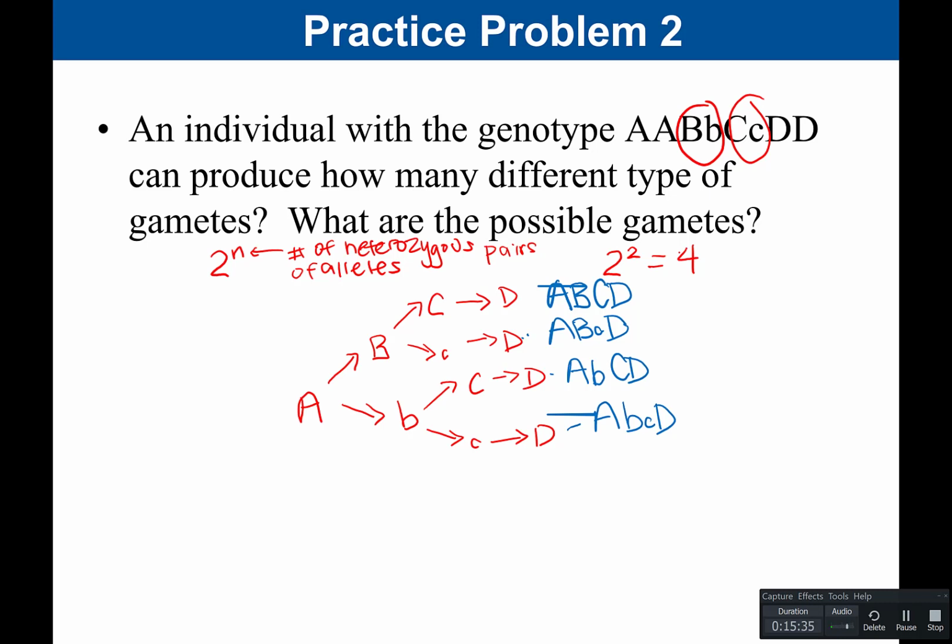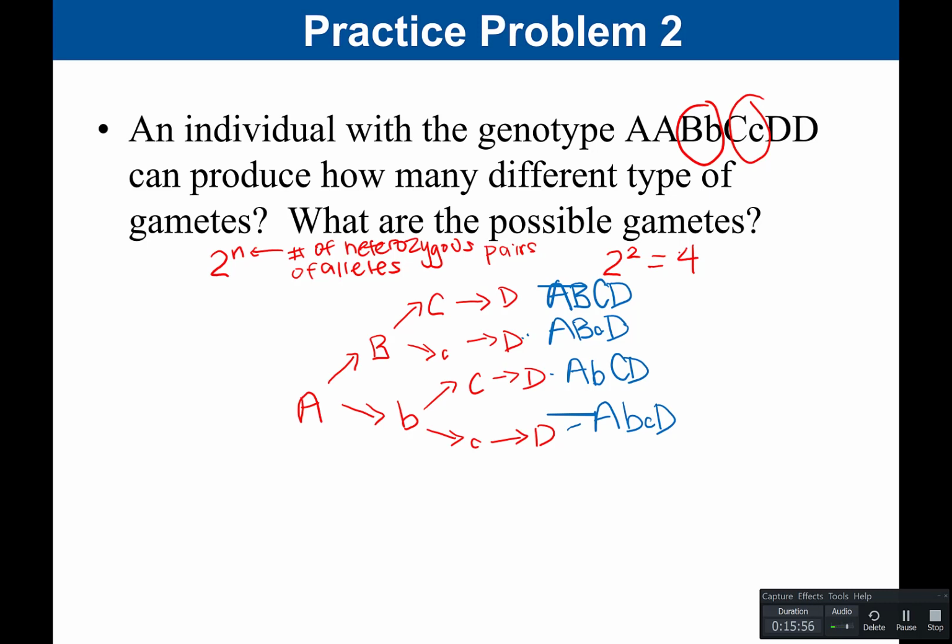If you need to know what are the possible gametes, remember that you need to start with one of each letter. Your gamete has to have one A, it has to have one B, it has to have one C, and it has to have one D, because those are all homologous pairs, and the gametes are going to give one of those homologous pairs.